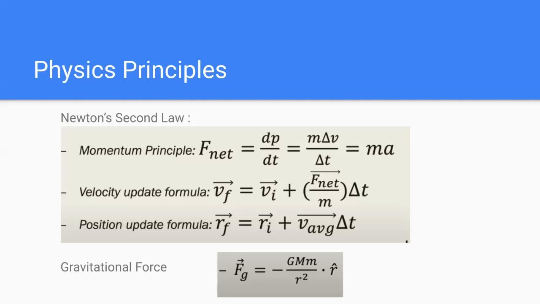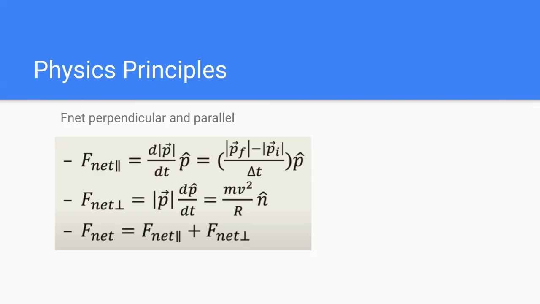The physics principles covered in this lab are Newton's second law, specifically the momentum principle, the velocity update formula, and the position update formula. For the gravitational force, we use negative Fg equals negative Gmm over r squared times r hat. The other principles used were the perpendicular and parallel components of Fnet. Seen here, the Fnet parallel is dp dt times p hat, and the Fnet perpendicular is p times dp dt. And Fnet here is the parallel component added to the perpendicular component.